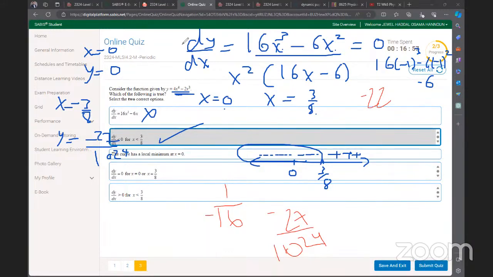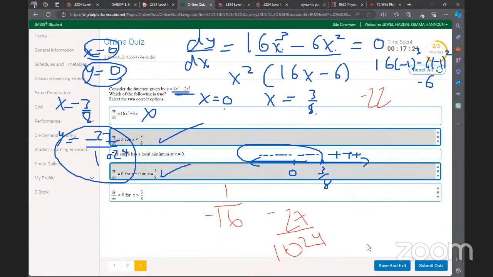So here the first one is the maximum. Why? When x equals 0, it will be a local maximum, because its y is greater than the other y. So when x equals 0, yes, this is a local maximum. When dy over dx equals 0, for x equals 0 and x equals 3 over 8, yes, that's right. He needs only two correct options, so these are the two correct options.